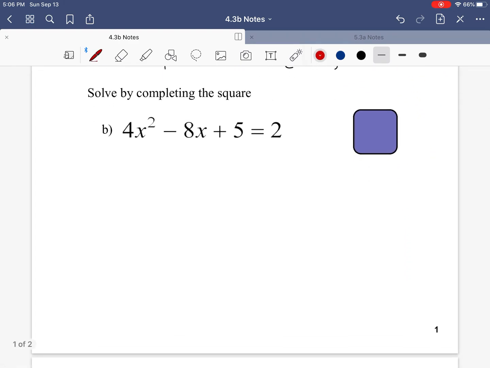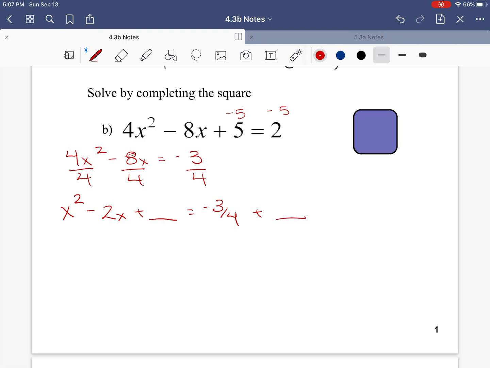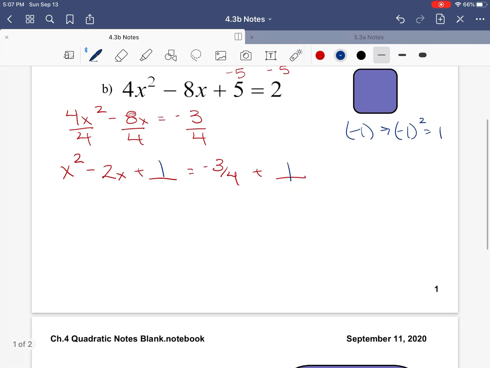So next, same thing, I'm going to put it into my ax squared plus bx is equal to c. So 4x squared minus 8x is equal to, if I'm subtracting 5, I'm going to have -3. I'm going to divide each one by 4 and end up with x squared minus 2x plus my blank is equal to -3/4 plus my blank. Again, half of the middle is -1. -1 squared is equal to 1. That's going in my blank.